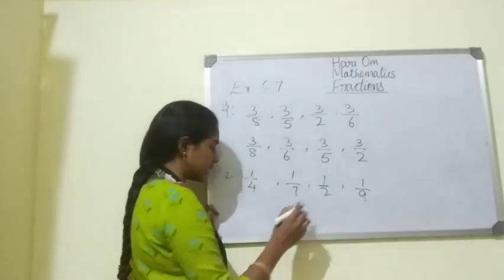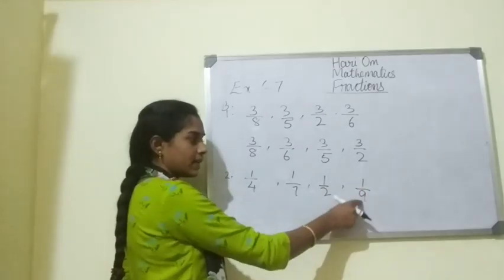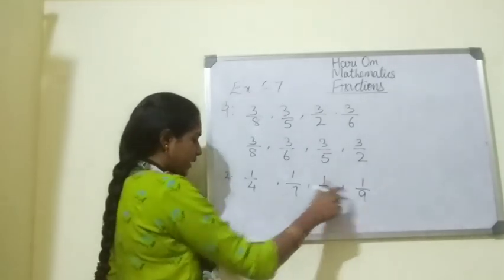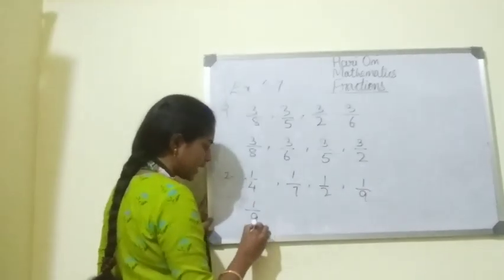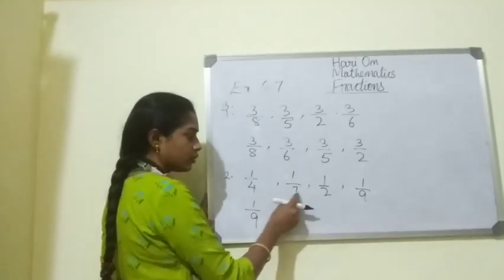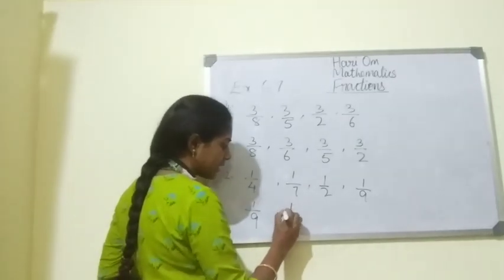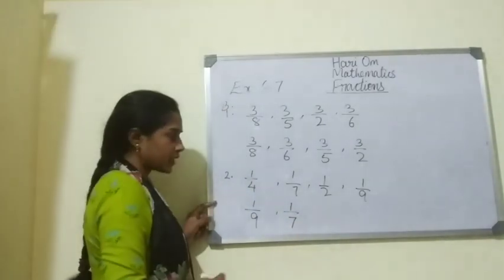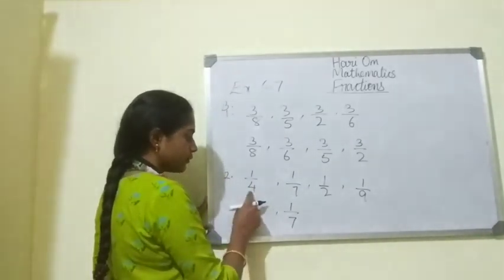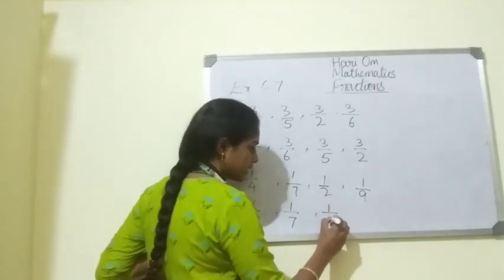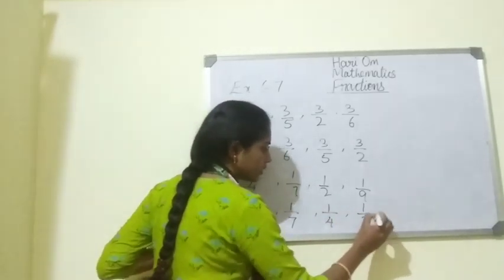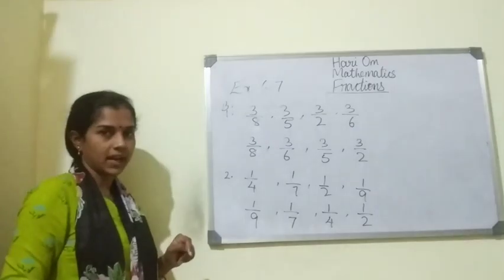So 9 is the greatest number. So 1 by 9 is the smallest fraction. So it is 1 by 9. Then we have 4, 7, 2. So 7, next is the 7. So 1 by 7 is the next smallest fraction, and 4 and 2, it is 4. So 1 by 4 is next and 1 by 2 is the next greatest fraction.